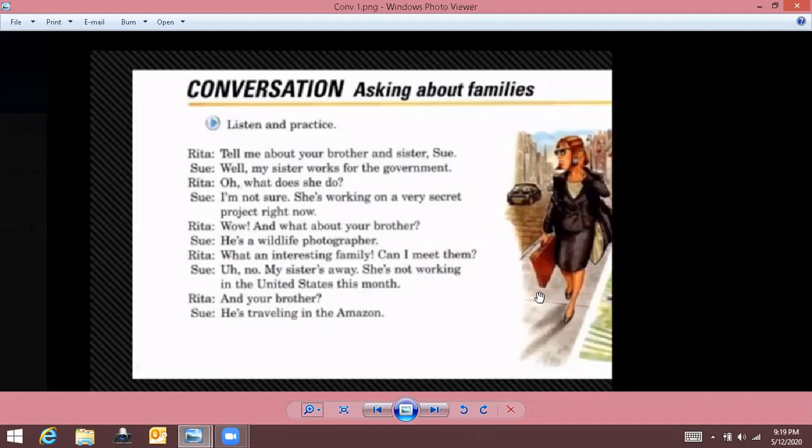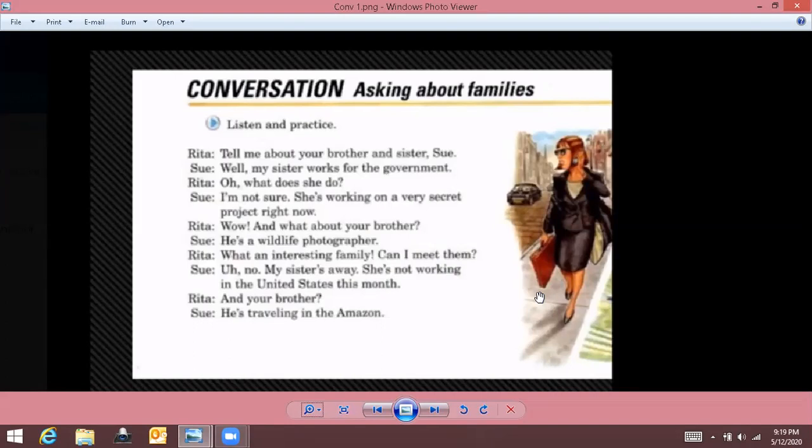Simple present, okay. Well, my sister works for the government. Which tense is that? My sister works for the government. What's the tense? Simple present, maybe. It's simple present again. Oh, what does she do? I'm not sure. She's working on a very secret project right now. What's the tense? Maybe simple present again, or not.